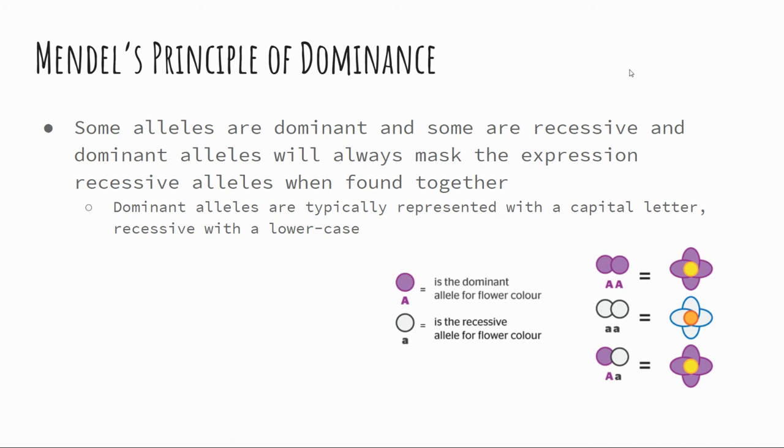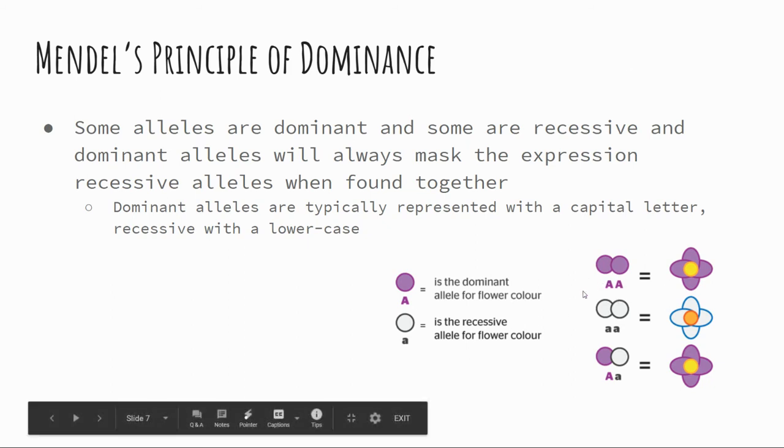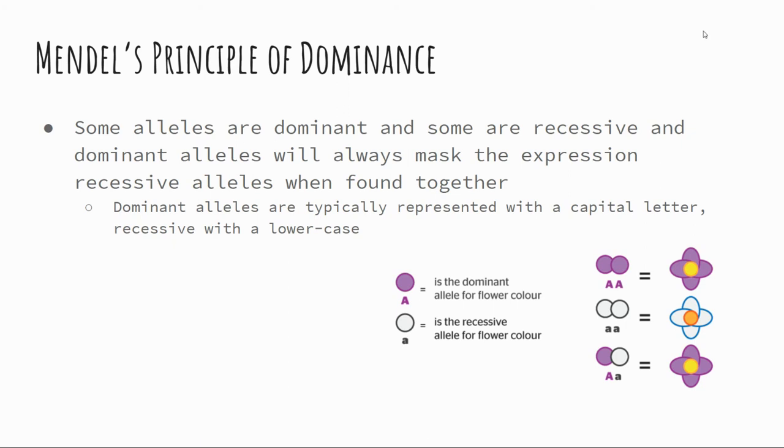So Mendel's principle of dominance states this: some alleles are dominant and some are recessive. The dominant allele will always mask the expression of recessive alleles when found together. Dominant alleles are typically represented with a capital letter and recessive with a lowercase letter. You see homozygous dominant as capital letters, and lowercase letters meaning the recessive trait or recessive allele.